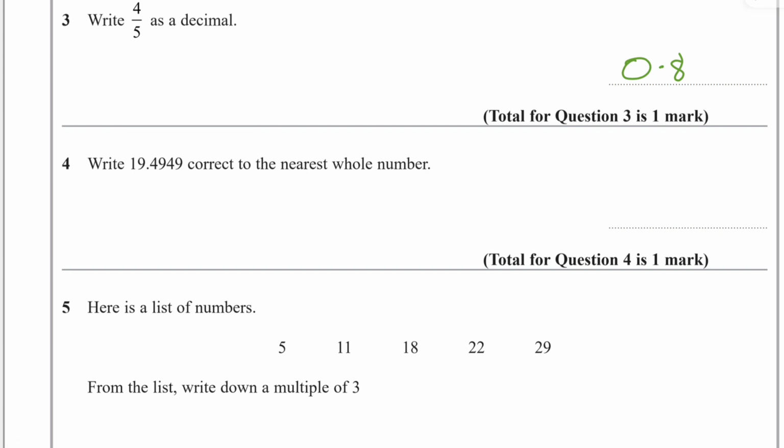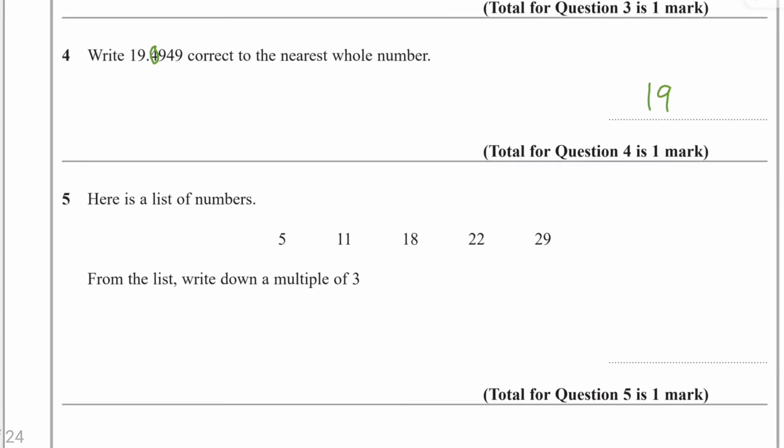Write 19.4949 correct to the nearest whole number. To round to the nearest whole number, we have to look at the digit in the tenths place, which in this case is 4. Since 4 is less than 5, the answer to the nearest whole number is 19.